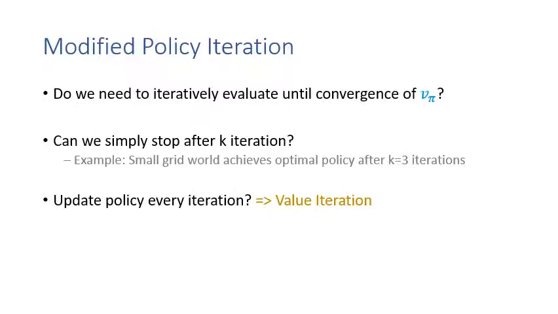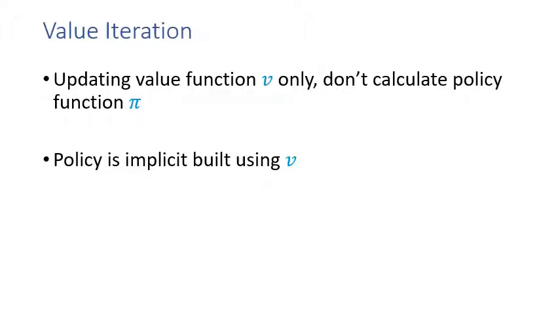So actually the answer is yes. In fact, we can update the policy every iteration. So we can update the value function and immediately update the policy. This approach is called value iteration. So let's define value iteration. For value iteration, we first update the value function, but in fact, we don't need to calculate the policy function pi because the policy is implicitly built using the value function, right? So we can use the new value function to find the optimal policy. Because our policy depends on the value function, we don't need to recalculate the policy function. This approach is called value iteration.